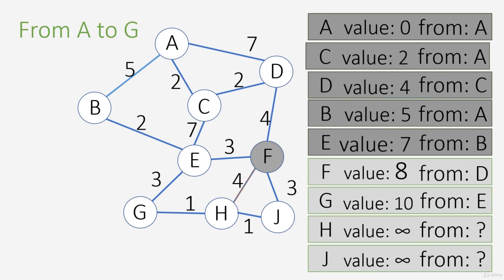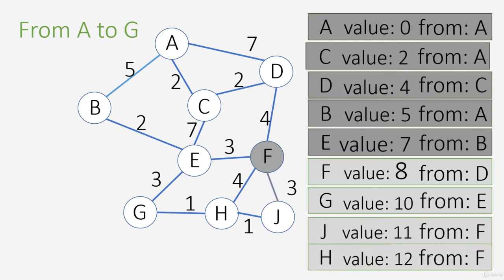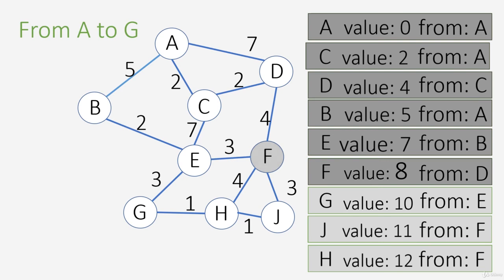So from F, I can get to H in 4. So I change the value of H to 12 and I set the node from which I got here to F. And I can also get to G and it takes me 3. So I change the value of G to 11 and set the node to F. And remove F from priority queue. And as you can see, now G is first in priority queue. So that means I found the shortest path.